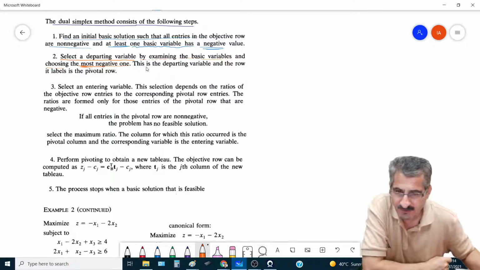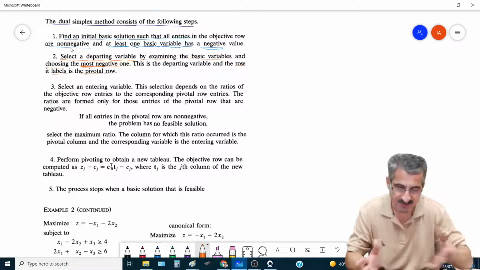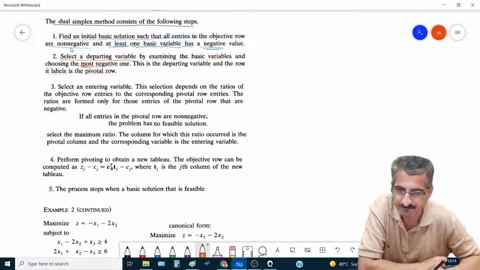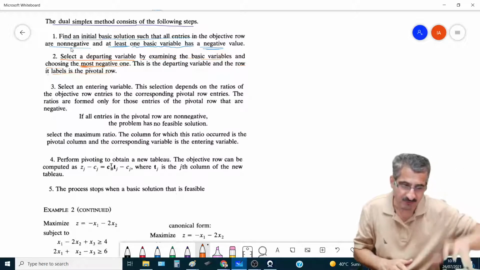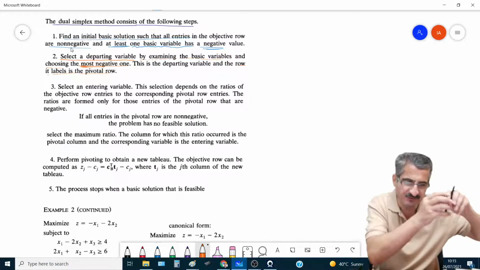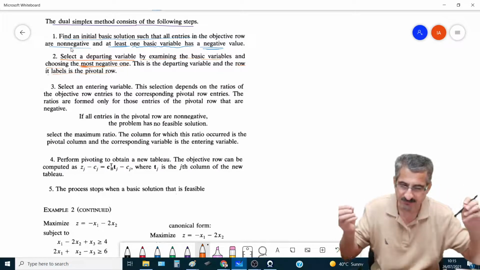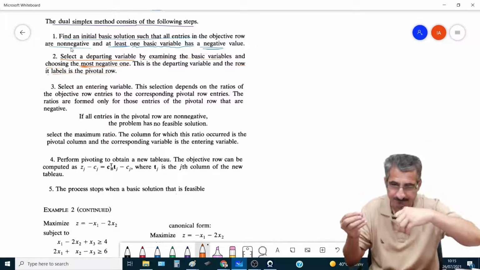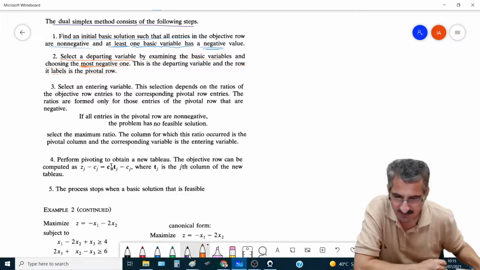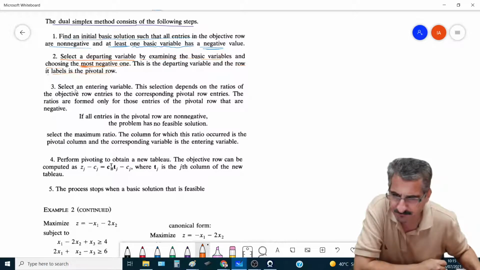So, this is the departing variable, and the row it labels is the pivotal row, which is the row of the departing variable. Okay, so we go to column one and take the largest negative number, then this is the pivotal row or the departing variable. Now how do we choose the entering variable?